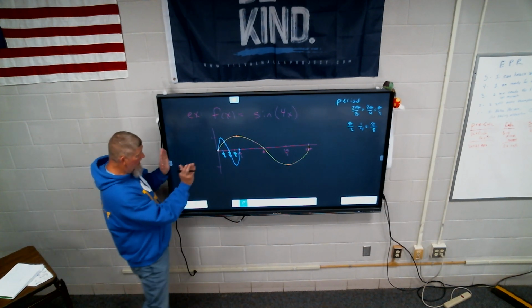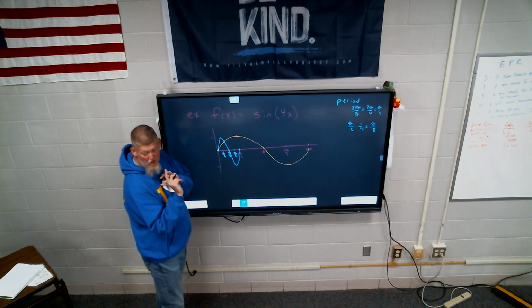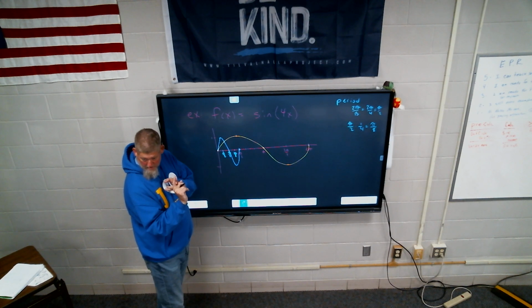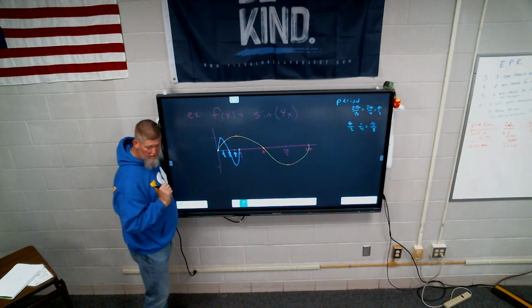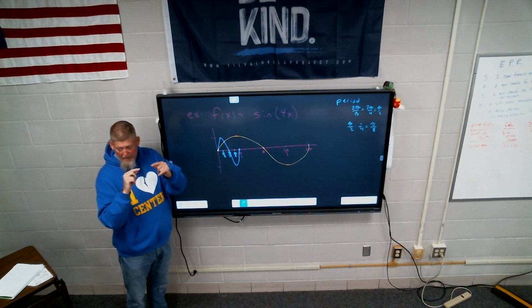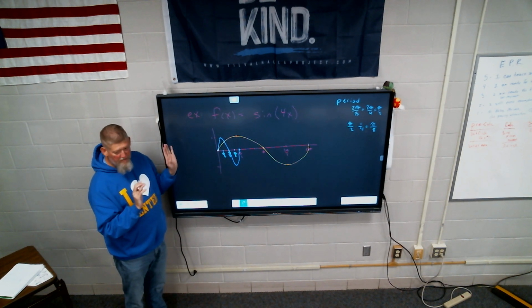So I want you to try one more practice then. We're going to do the same thing, only we're going to adjust the midline and the amplitude. So my suggestion is, are you paying attention? My suggestion is find these points first, and then you know what midline to put it at, and then how far above and below to go. Okay, so my suggestion is find the period first.